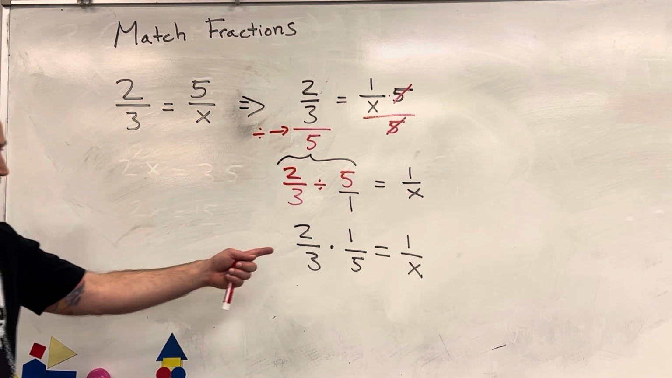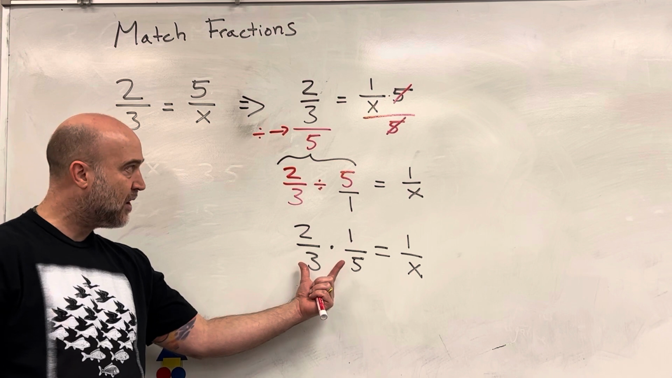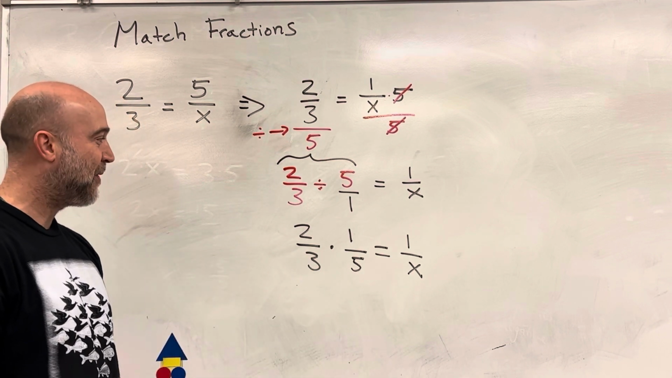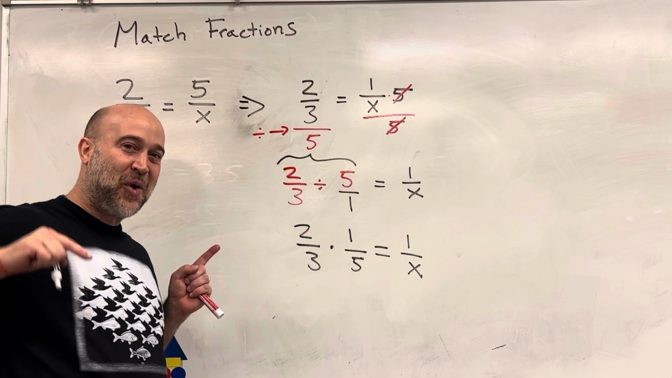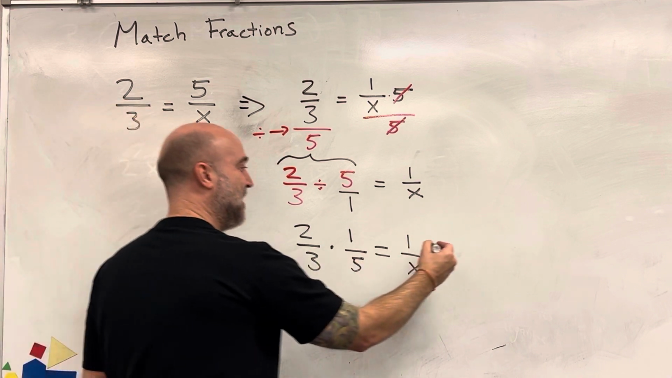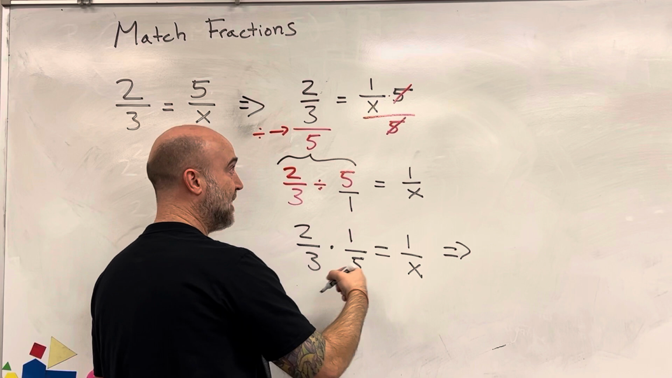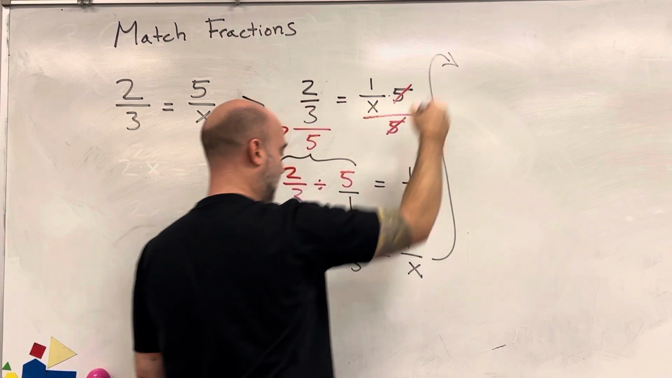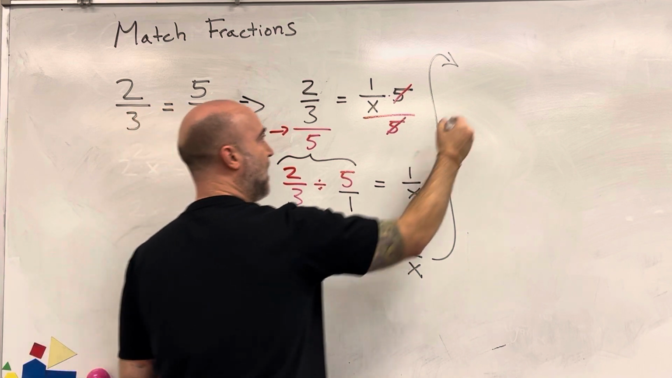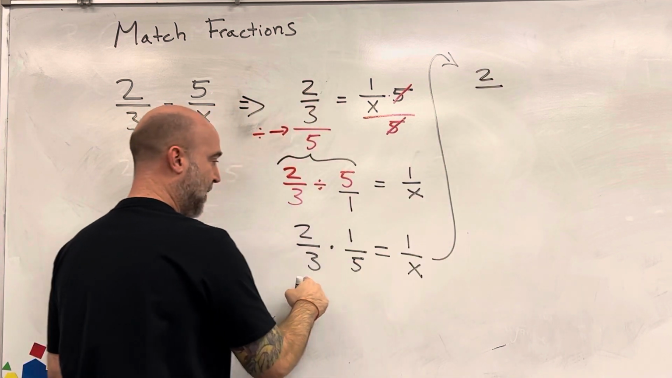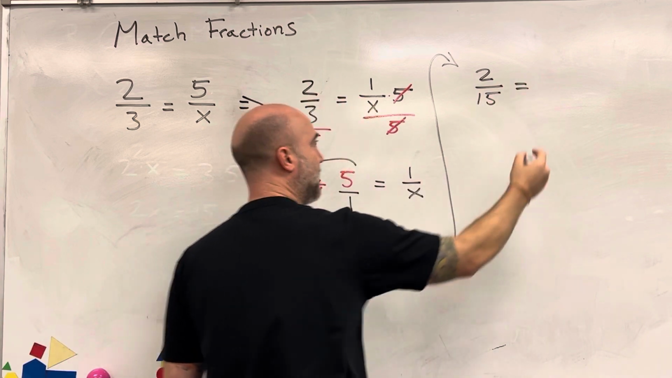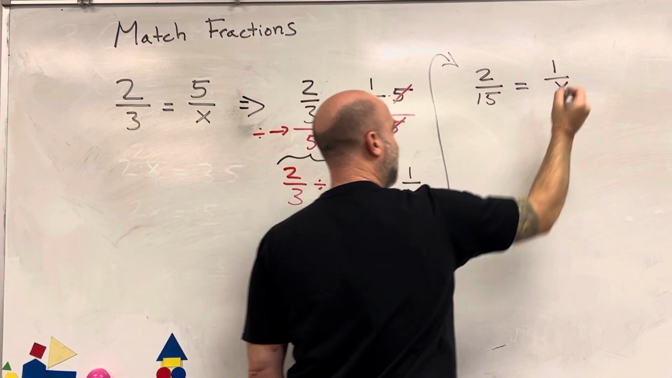Okay? On the left side here, we have a multiply of fractions. Do you remember how to multiply fractions? Okay? We multiply straight across. So in this case, let's go ahead and give myself some more room. We got 2 times 1 is 2 on the top. 3 times 5 is 15 on the bottom, equals 1 over x.